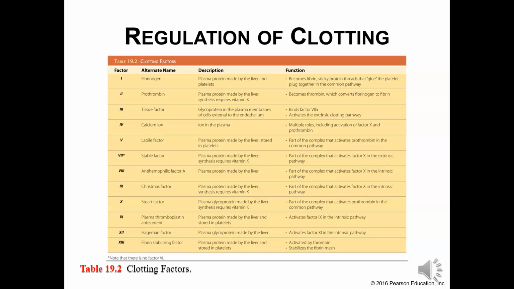Remember, all these are plasma proteins made by the liver. Remember, 9 is also dependent on vitamin K. 10 is also called Stewart factor, also dependent on vitamin K. 11 is also called PTA, plasma thromboplastin antecedent. It's a plasma protein made by the liver and stored in the platelets. And then factor 12 is also called Hageman's factor. And factor 13 is also called fibrin stabilizing factor. Activated by fibrin and stabilizes the fibrin mesh.